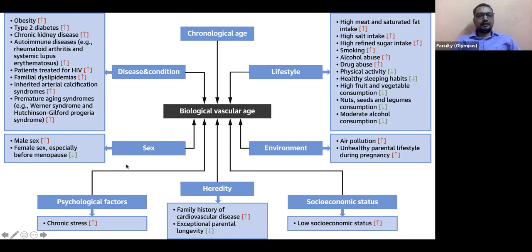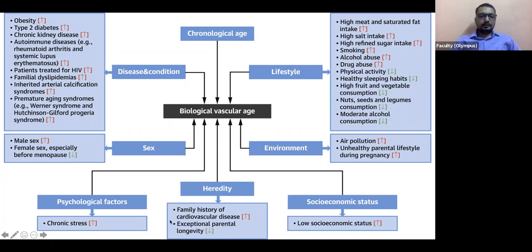And even gender, sex. Males are more vulnerable than females. Females actually have a longer lifespan than males. So males are at higher risk for biological increase in age and females are at comparatively lower risk, a few years difference.